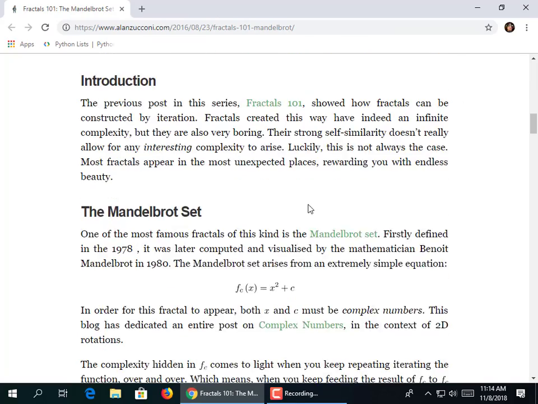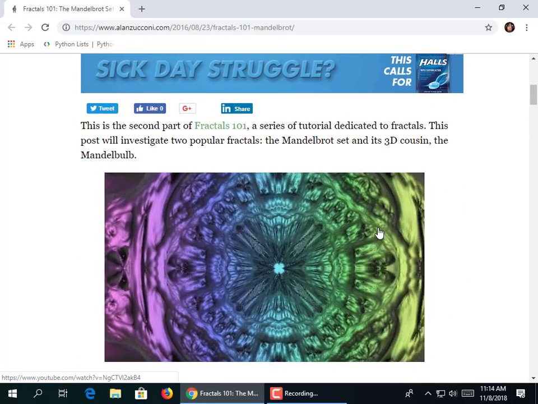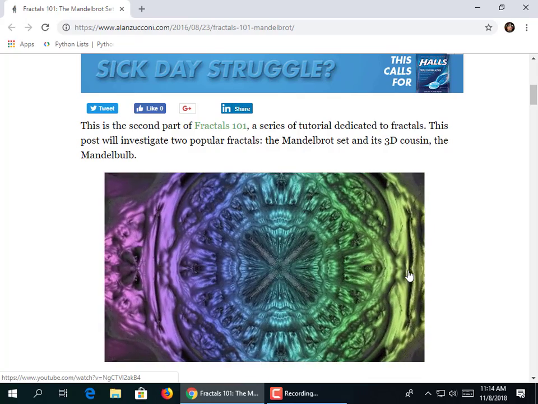Imagine being stoned with something like that. Yeah, so that's just a fractal. This is essentially a 3D fractal.